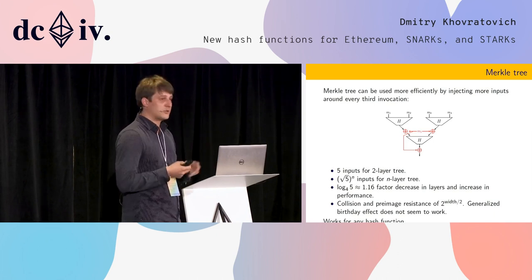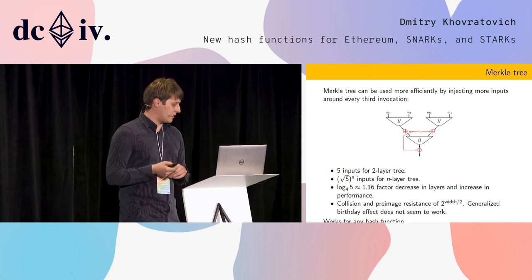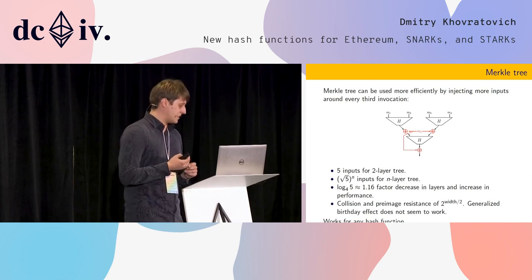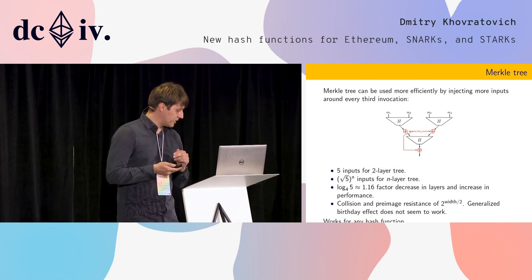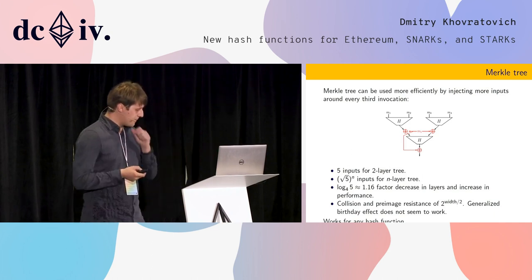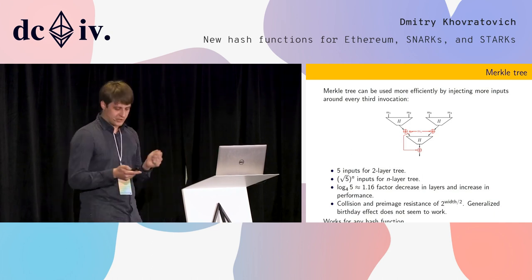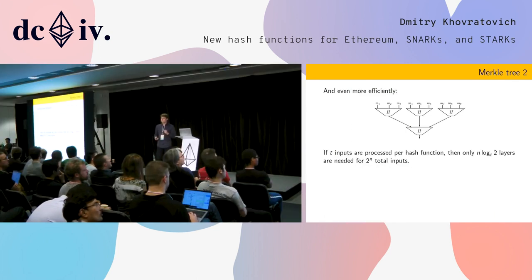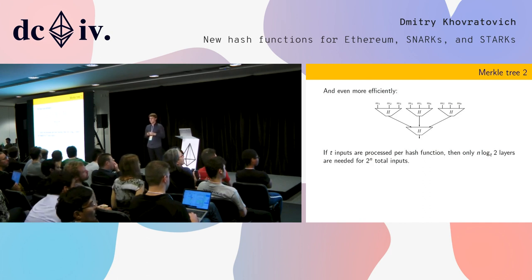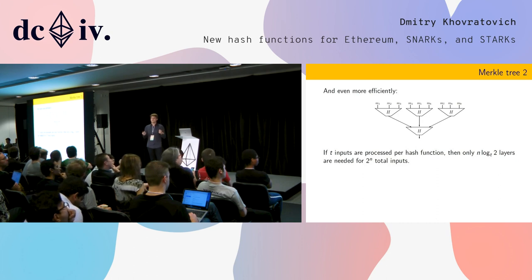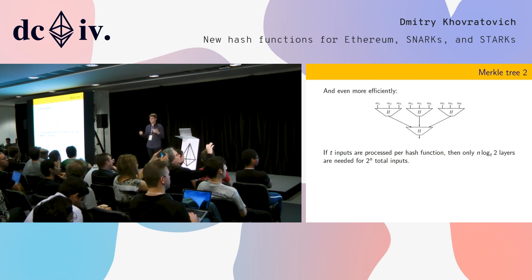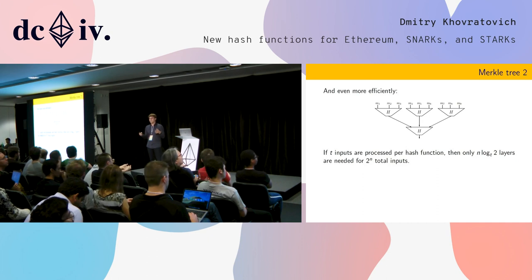Collision preimage resistance decreases a bit, but collision resistance remains at the same point. So the generalized birthday attack also doesn't seem to work. And this construction works for any hash function, even more efficiently if we have a hash function that can consume a very large input. Well, with regular hash functions, we already have that. We can feed a very big input to SHA-3, but it will be a sort of sequential invocation.